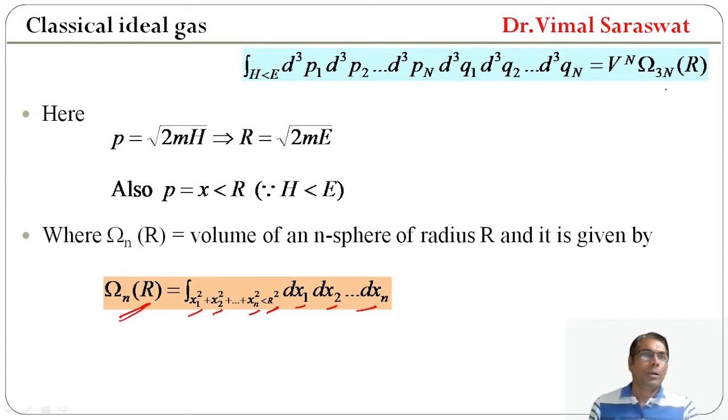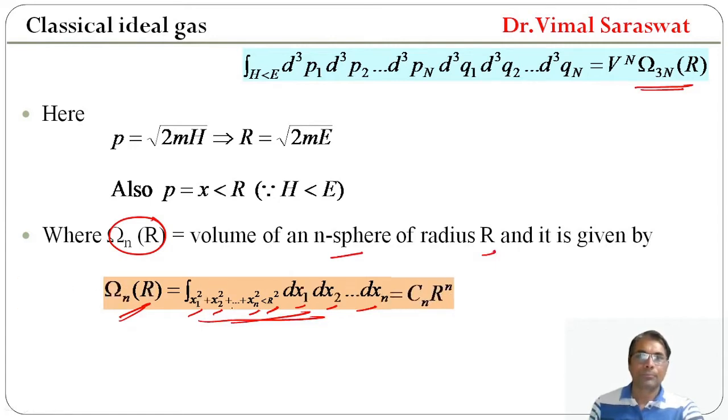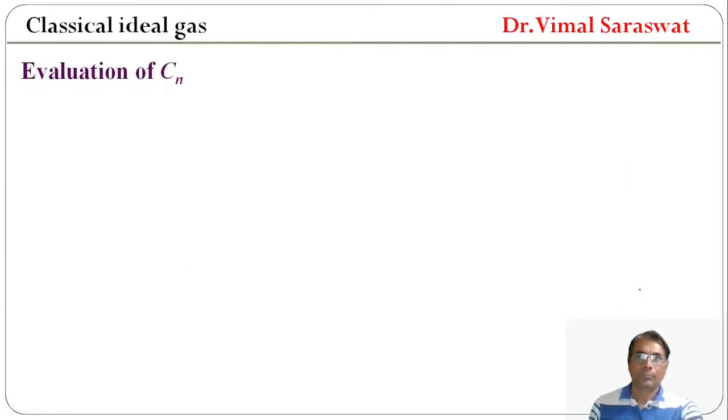Here omega n r is actually the volume of an n-sphere of radius r, and this volume is given by this equation, and this is equal to Cn r raised to n. This Cn is a constant. Now the evaluation of Cn.